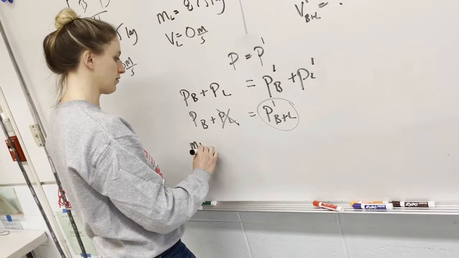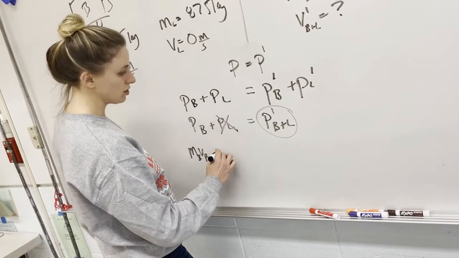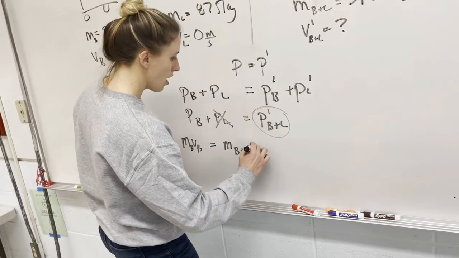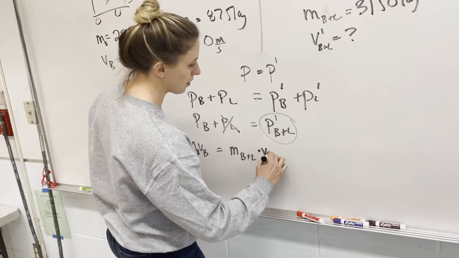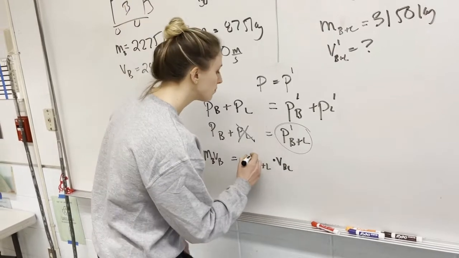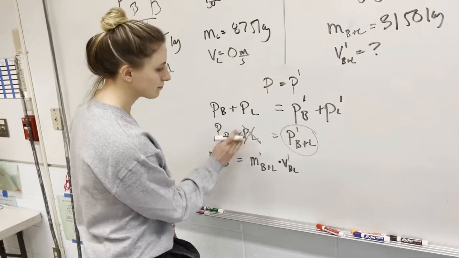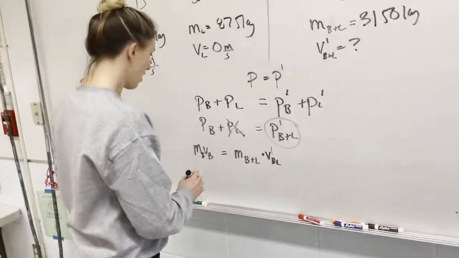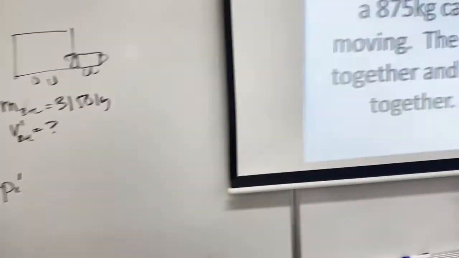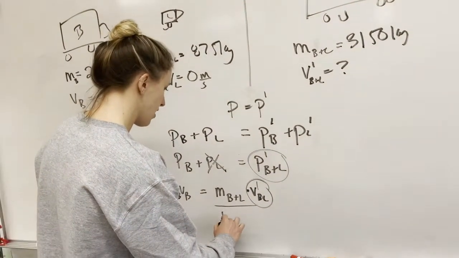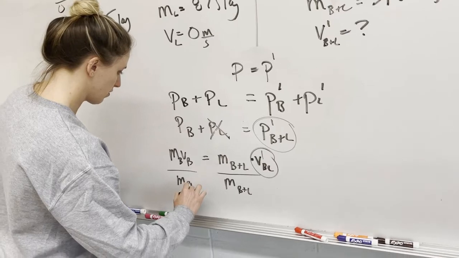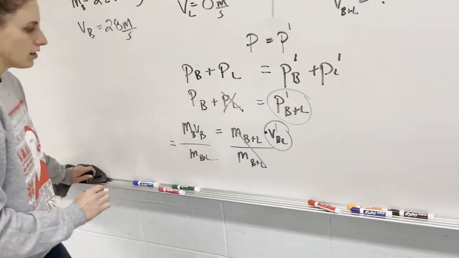Okay, so now I can break this down into its little pieces. So this is mass times velocity: the mass of B times velocity of B, which is going to equal the mass of B plus L times the velocity afterwards of B, L. Should I put after? No, put a little prime there. The mass stays the same. Mass is the same. Okay, so what are we solving for? We're solving for this, right? How fast they're going off together. So I have to divide by the mass of B plus L. Those cancel.